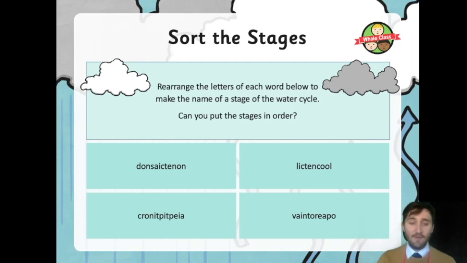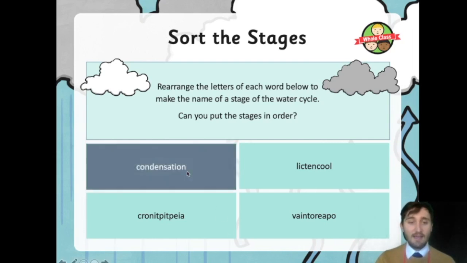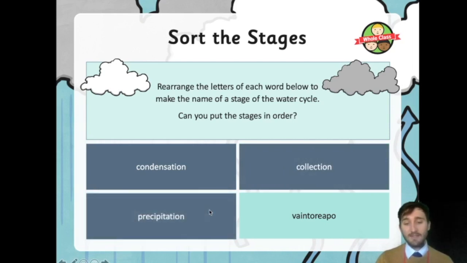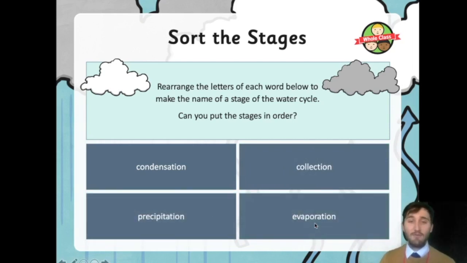Let's see, our first one at the top left is condensation. Our one at the top right is collection. I can see lots of P's in this one. So this one is precipitation. And then finally, what we learnt yesterday, evaporation. But that wasn't just the only thing. It says, then can you put the stages in order?